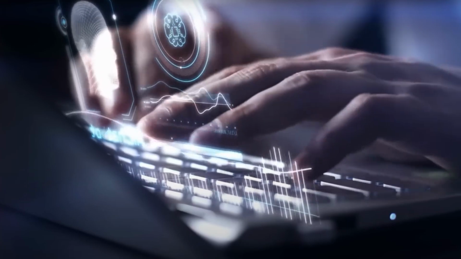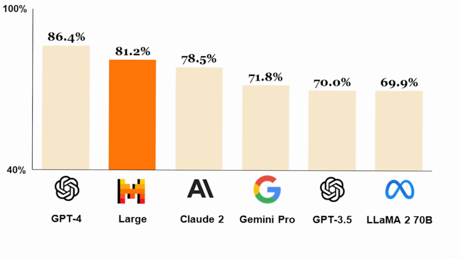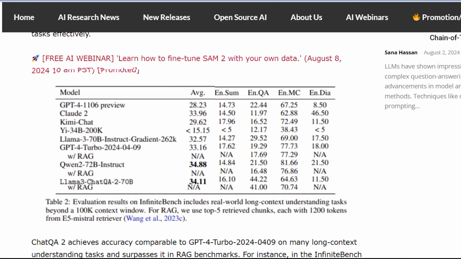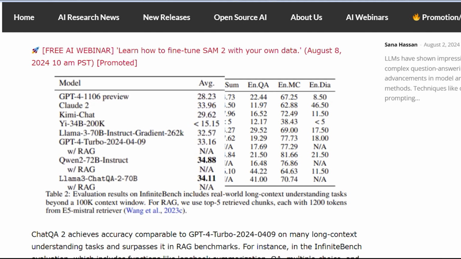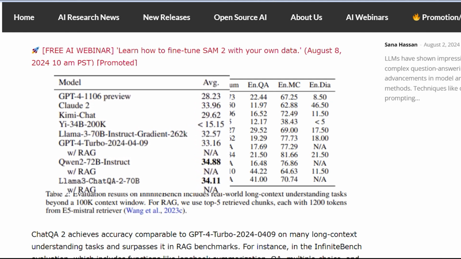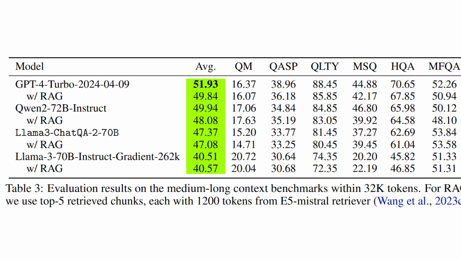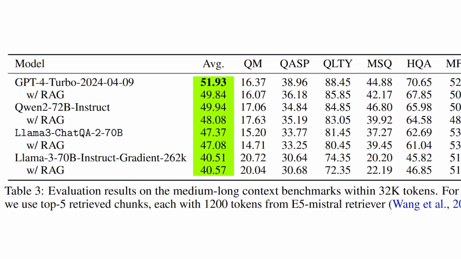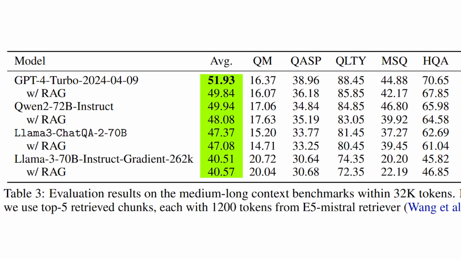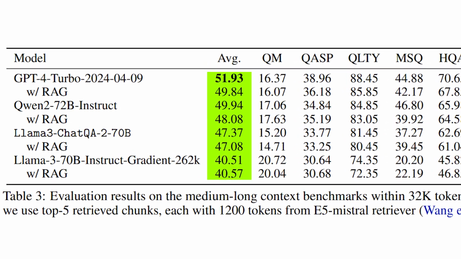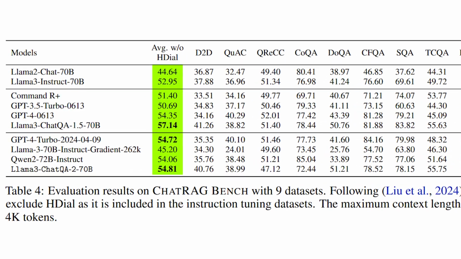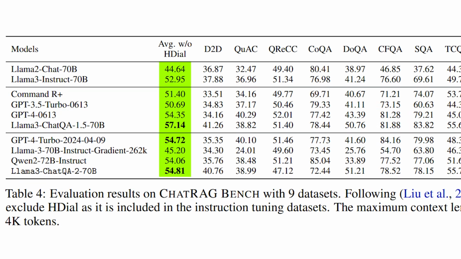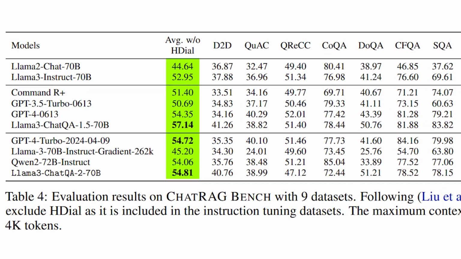In benchmark tests, Llama 3 ChatQA 270B outperformed several competitors. On Infinite Bench long context tasks, it scored 34.11, surpassing GPT-4 Turbo's 33.16. For medium length tasks, it achieved 47.37, falling short of GPT-4 Turbo's 51.93, but outperforming other models. In short context scenarios, it shined with 54.81, besting both GPT-4 Turbo and Qwen-272B Instruct.